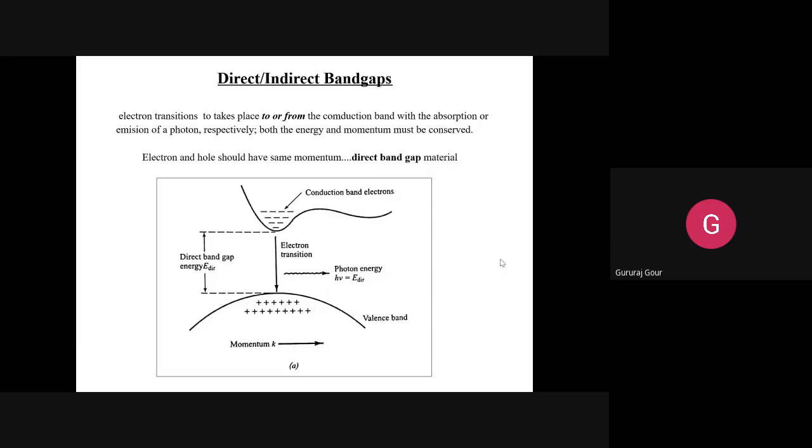So let us quickly recap this concept here. I want you to reveal and revise if we have any ambiguities that can be clarified with respect to this very important concept, that is, direct band gap and indirect band gap.